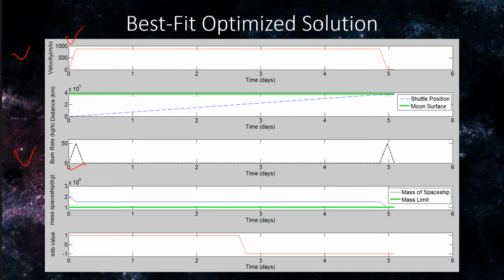And then afterwards there is a constant cruising velocity. So basically it has a large initial acceleration followed by this cruising velocity, and then a large deceleration, and that's caused by this right here. So the mass of the spaceship also did not go below the constraint, so it used only the amount of fuel that we told it it could use. As well, the spaceship actually reached the surface of the Moon, so that constraint was met as well.